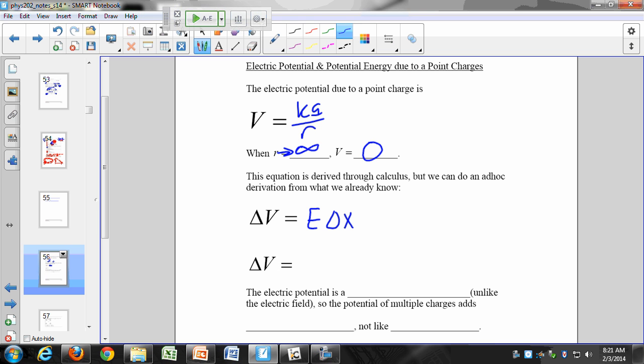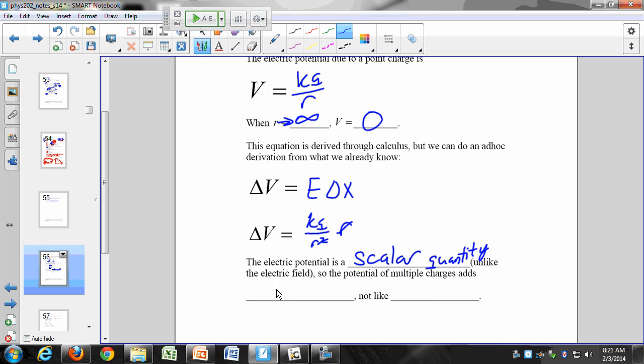All right, so this is delta E times delta X, and I know that E is KQ over R squared. We can just replace our delta X, wave our hands, and say delta X is a distance, R is a distance. And so we get KQ over R, that our potential is KQ over R. And that's just sort of a dimensional analysis. It's a scalar quantity. It's unlike the electric field.